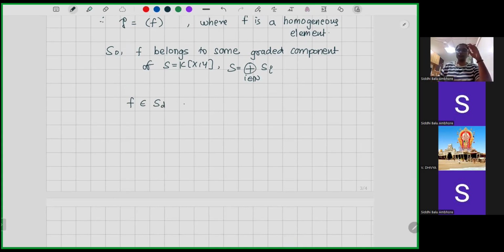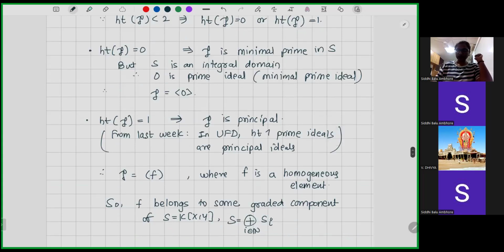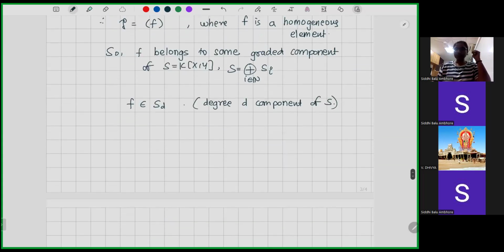Okay, that is the degree D component of S. If you have any doubt, please let me know. You can stop me in between to clear those things. So far we have this: the degree D component of F is in the degree D component of S.